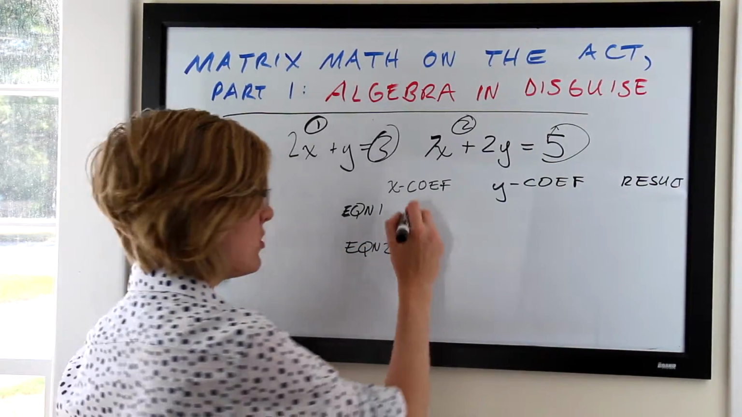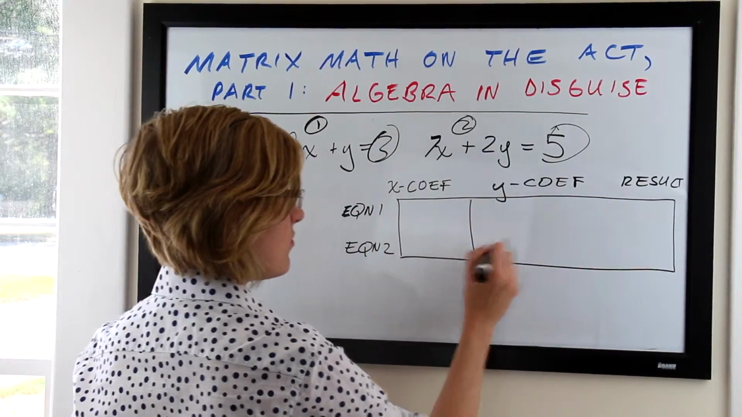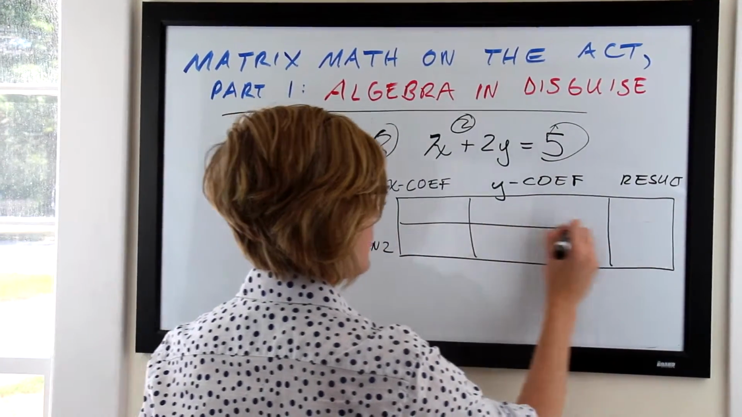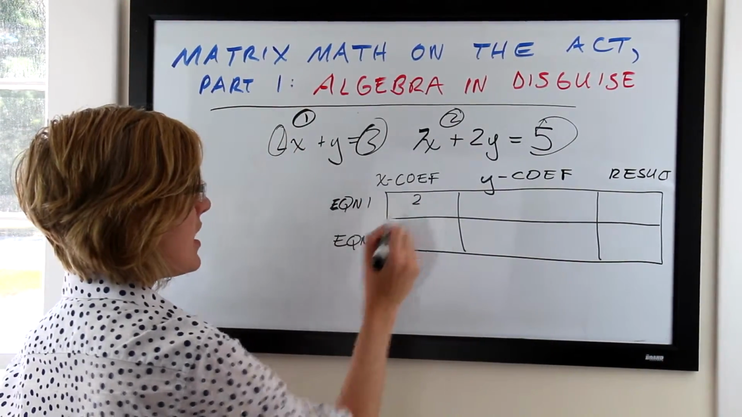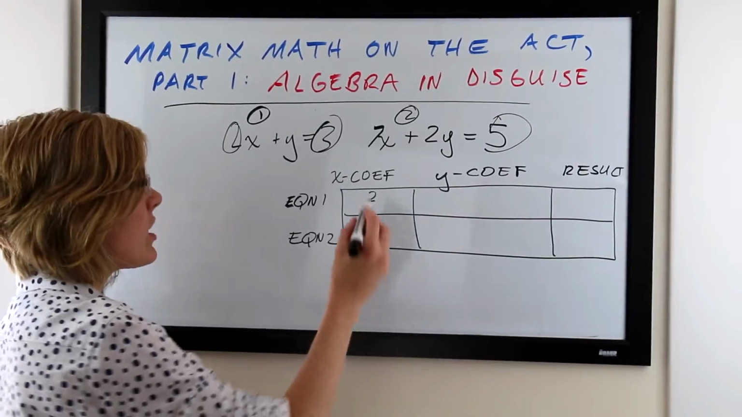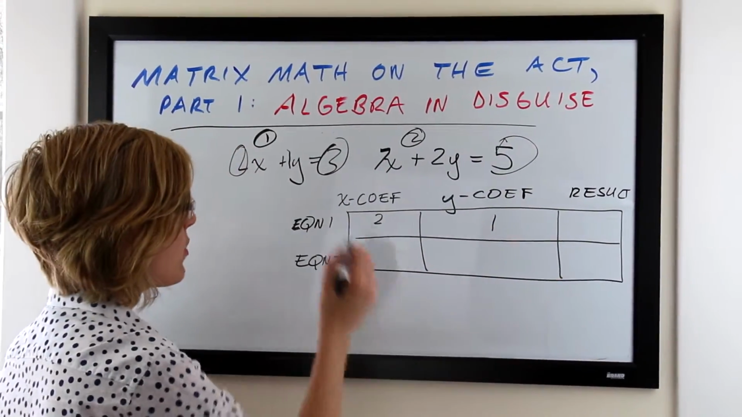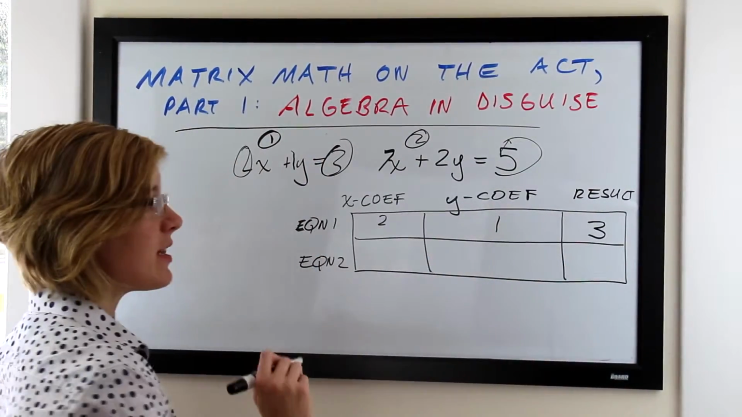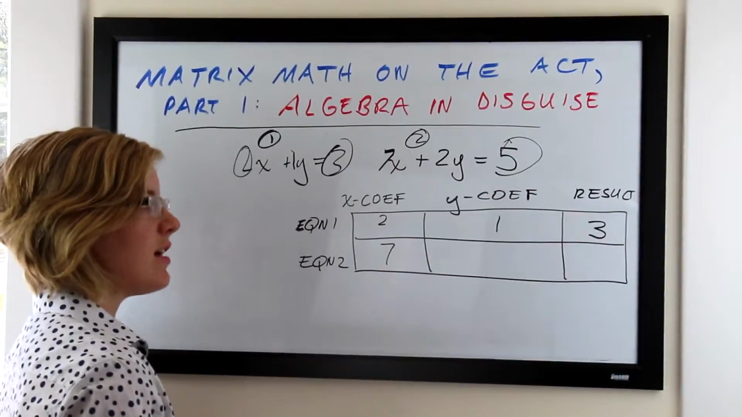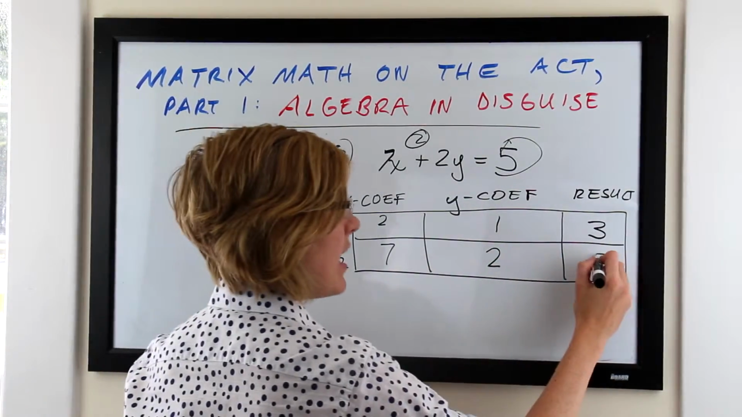So let's make our table. So here we're going to put 2 as the x coefficient. We're going to put 1 here because there's a 1 in front of that y. And we're going to put 3 as our resultant. Same thing on the next equation. 7 is our x coefficient, 2 for y, and 5 for the result.